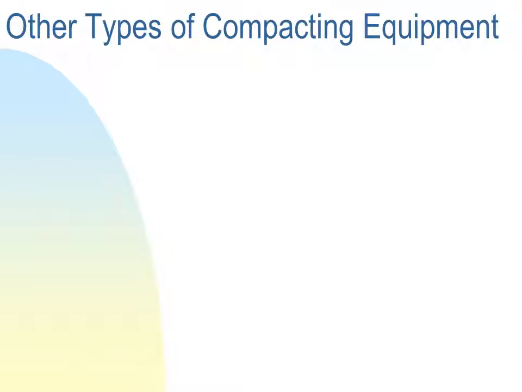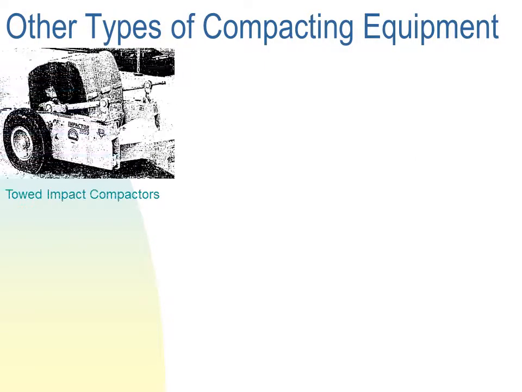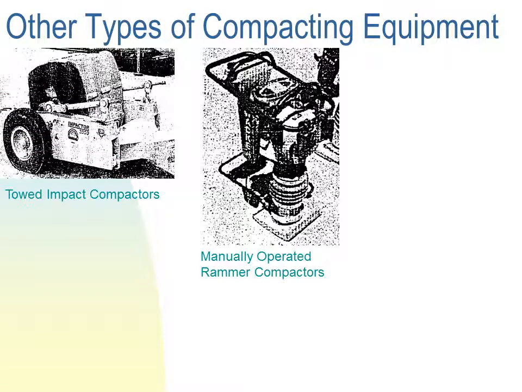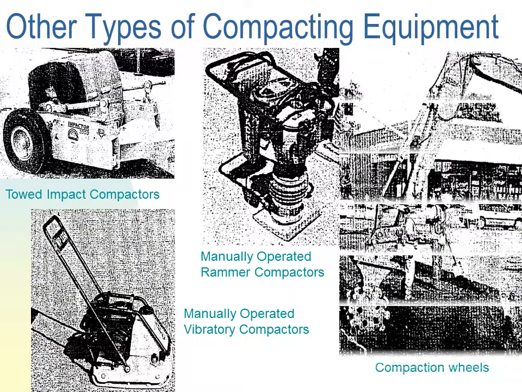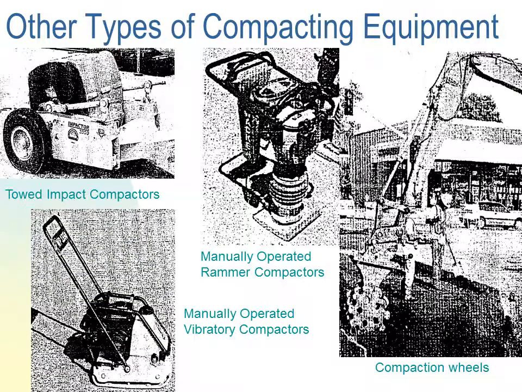So we have other types of compacting equipment. So if we look, we have the towed impact compactors, we have the manually operated rammer compactors, we have the manually operated vibratory compactors, we have the compaction wheels, but these are special purpose compactors.